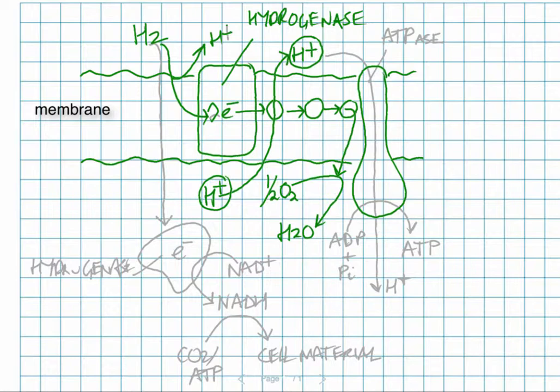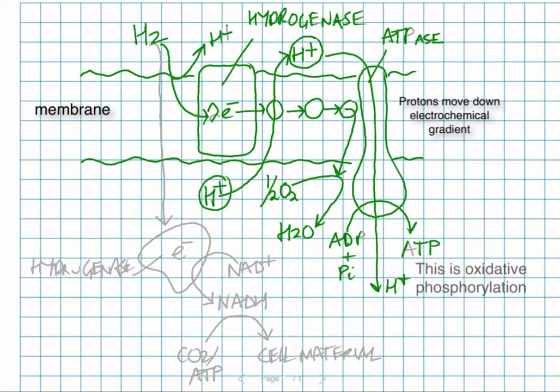And so we've built this proton motive force, and that can be used by an ATPase to power oxidative phosphorylation. So we'll take ADP and inorganic phosphate and use the power that comes from the proton motive force moving down its electrochemical gradient to generate ATP. So that's how we're going to make ATP using this system.